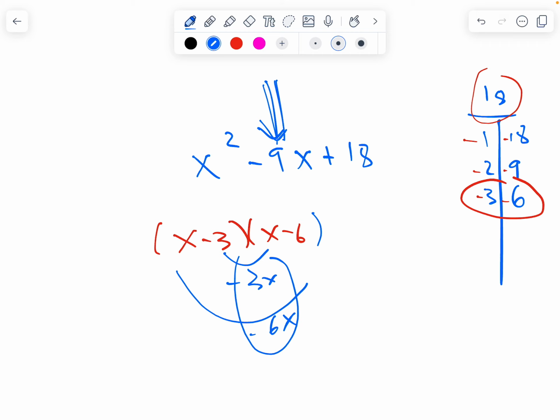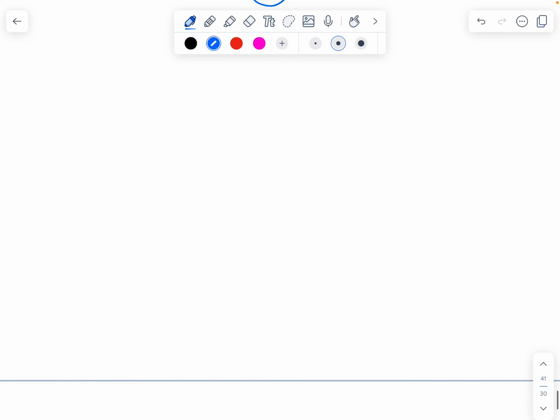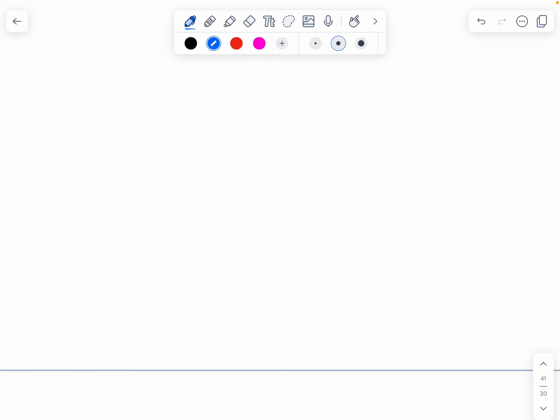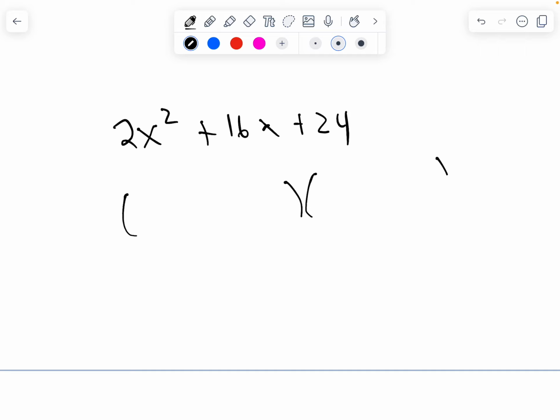Okay, we're going to step it up a notch. We're going to talk about things that have a greatest common factor. Let's say you have this, 2x squared plus 16x plus 24. Before we start looking at numbers that multiply to be whatever and add to be whatever, we see this big problem. This has a 2, and we haven't encountered that before in this video on our discussion of factoring. So how do you deal with that 2? Well, if you can, we're going to factor it out.